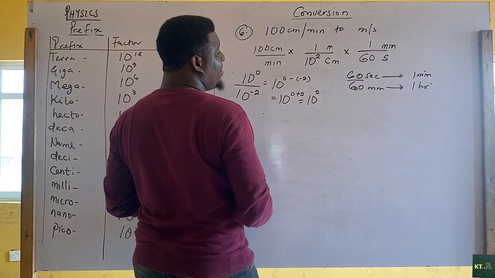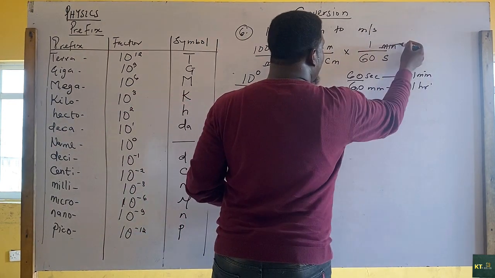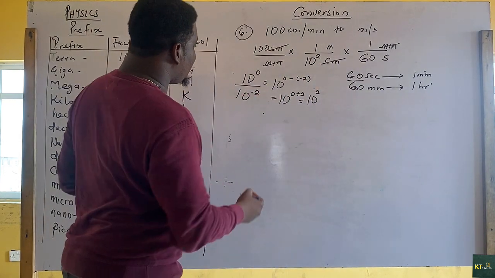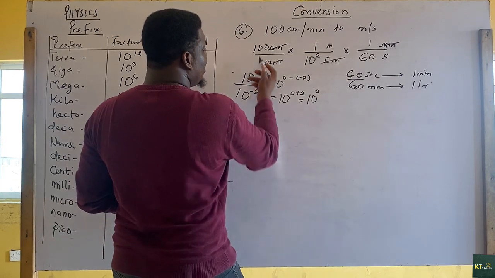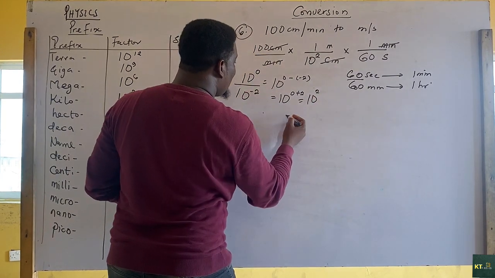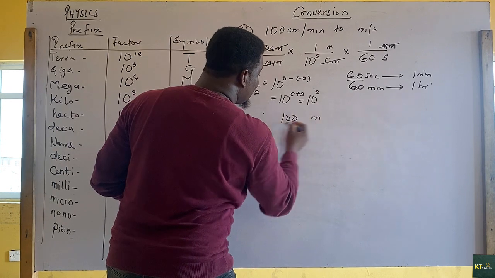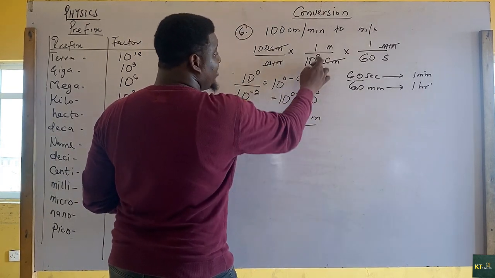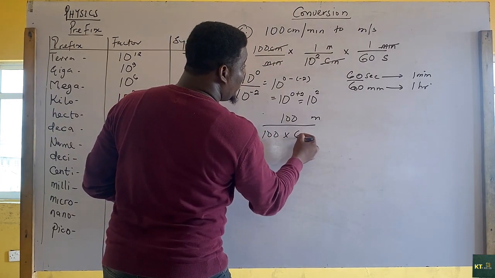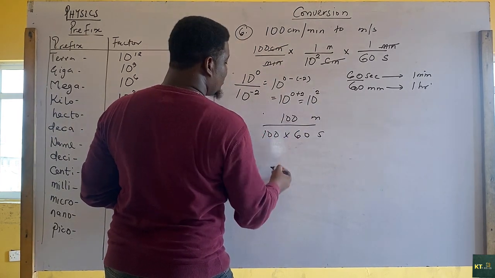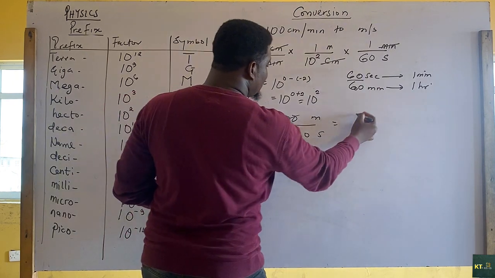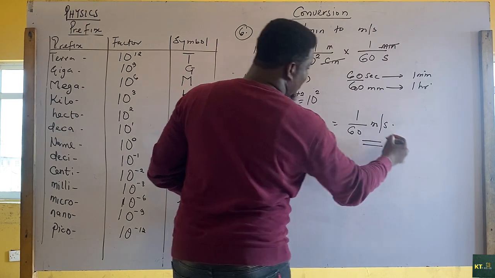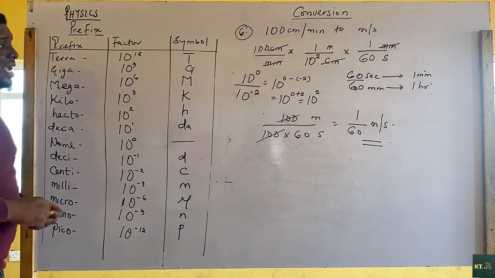So let us actually break it down. The minute we cut out, the centimeter we cut out. So how do we solve it here? That will be 100 times 1, that will be 100 meters over 100, since 10 raised to power 2 is 100, multiplied by 60 seconds. So this cuts out this, you have 1 over 60 meters per second. As simple as that.